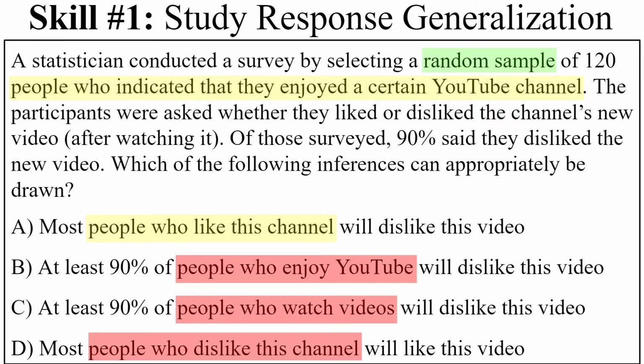Next, we'll look at the conclusion. In the question, it says, of those surveyed, 90% said they disliked the new video. And the answer choice says most, so is 90% most? Well, 50% or more, 90% is bigger than 50%, so that's most, so that seems right. And then it says, will dislike the video. Okay, that's what the sentence says. So this seems like an appropriate conclusion to be drawn. So answer choice A is correct.